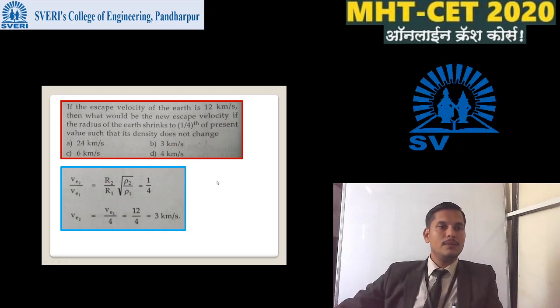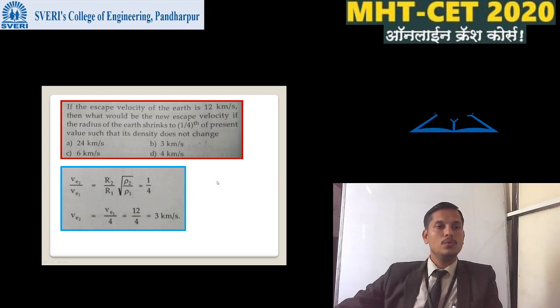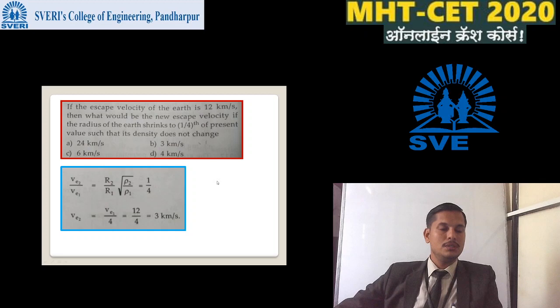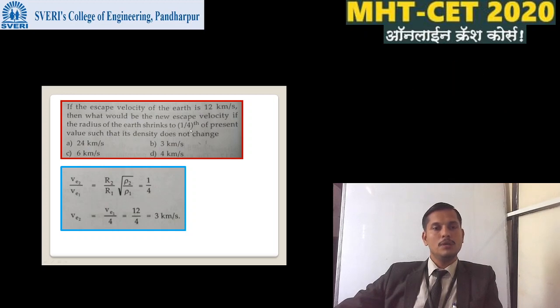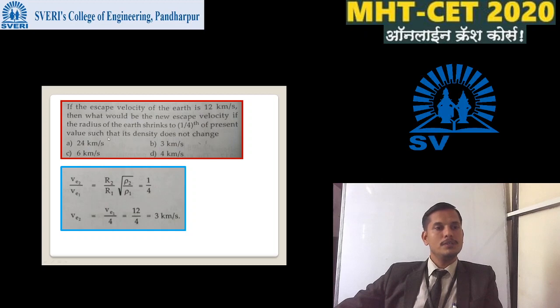Next, if the escape velocity of the Earth is 12 km per second, then what would be the new escape velocity if the radius of the Earth shrinks to 1/4 of its present value such that its density does not change? So what is the new escape velocity if the Earth's radius shrinks, that is, becomes 1/4, which means 25% of the present value.